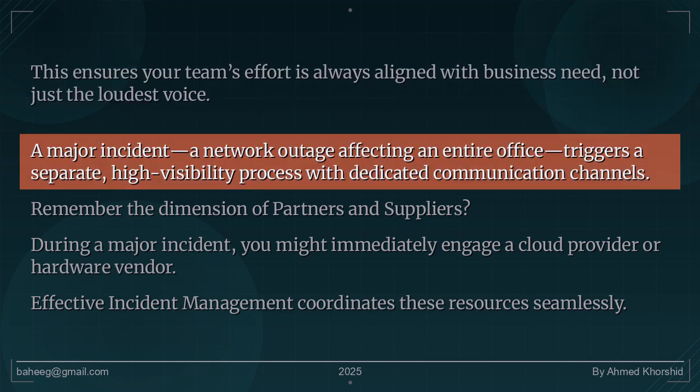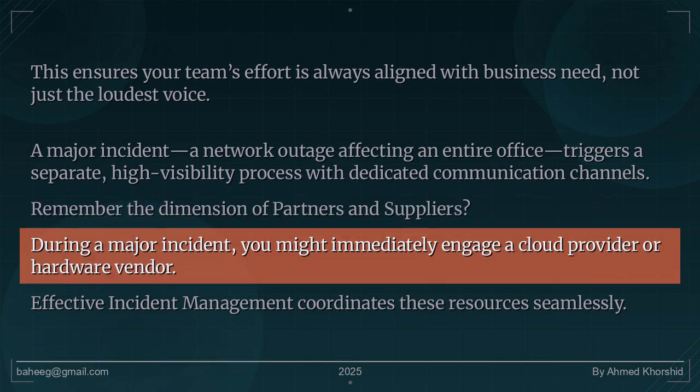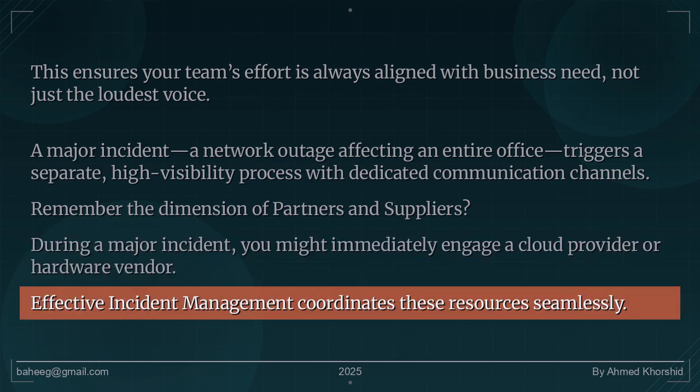A major incident, a network outage affecting an entire office, triggers a separate, high-visibility process with dedicated communication channels. Remember the dimension of partners and suppliers. During a major incident, you might immediately engage a cloud provider or hardware vendor. Effective incident management coordinates these resources seamlessly.